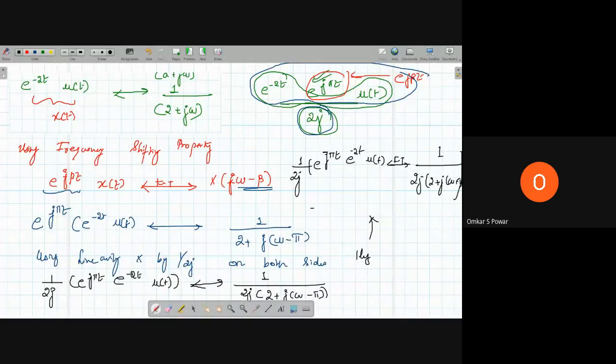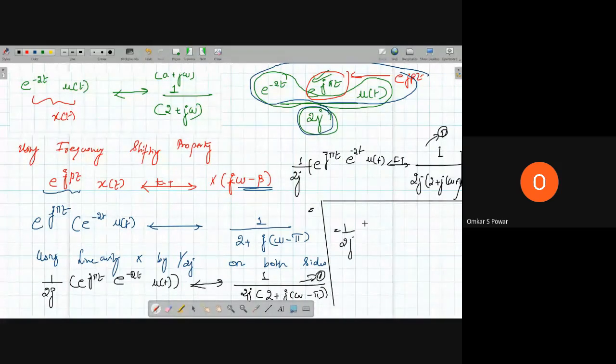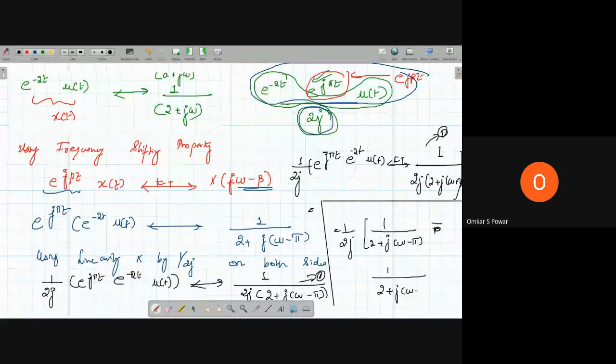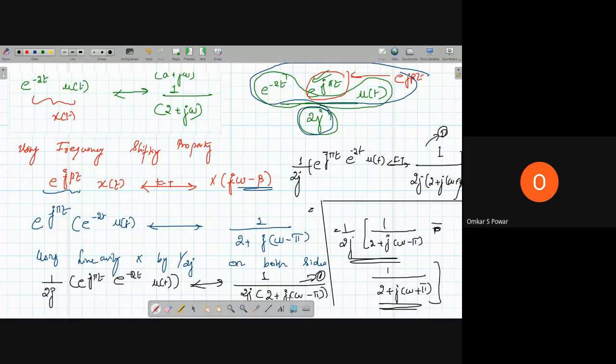So what is your final answer? We have to subtract the second from the first. Let me write it here. Your final answer will be 1 by 2j into 1 by 2 plus j into omega minus pi, minus 1 by 2 plus j into omega plus pi. It might be a little confusing because I skipped from the previous page, so write it once so that you can get it.